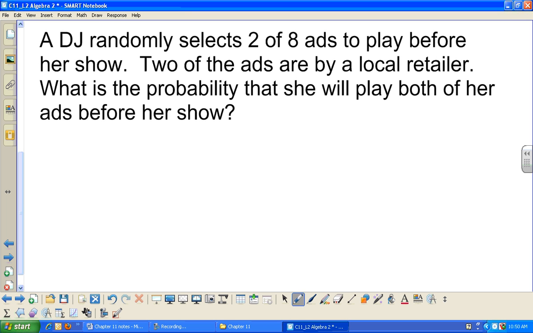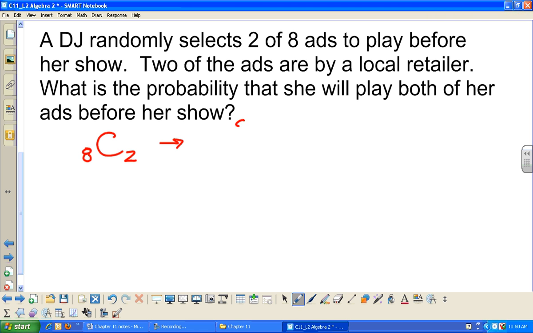DJ randomly selects 2 of 8 ads to play before her show. 2 of the ads are by a local retailer. What's the probability that she will play both of her ads before her show? Is this permutation, combination? This would be combination, because it doesn't matter which ad plays first. So I have a total of 8 different ads, and I'm choosing 2 of them.